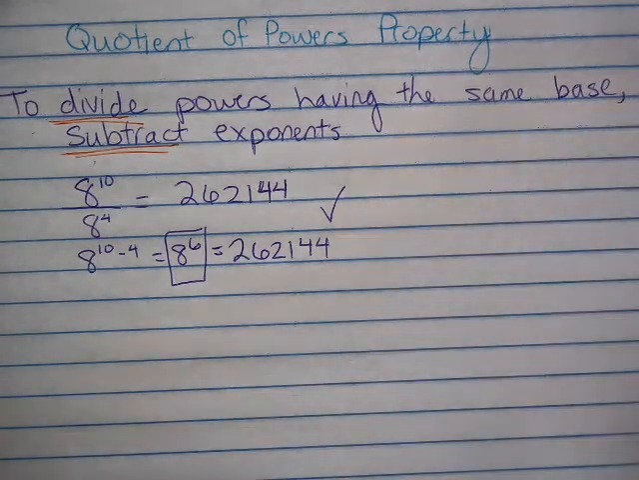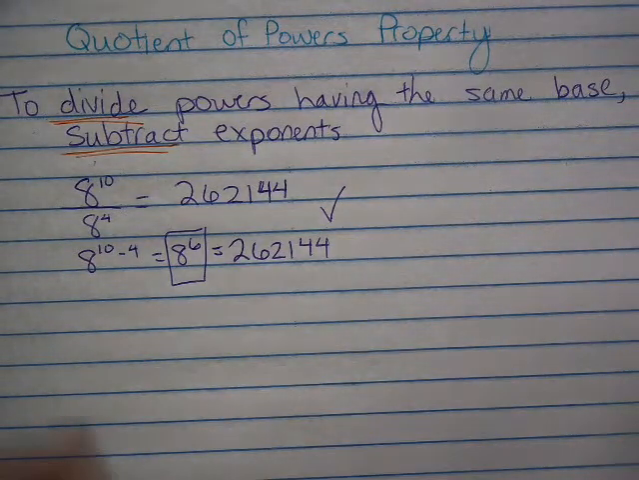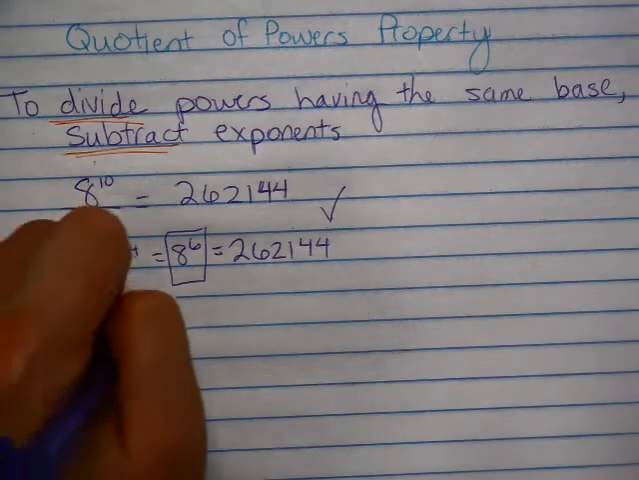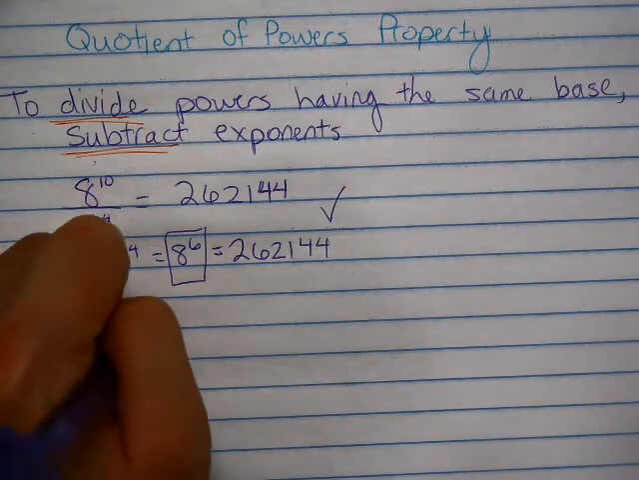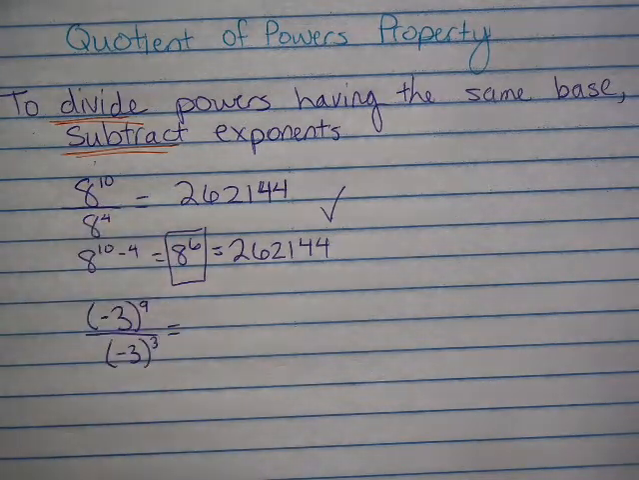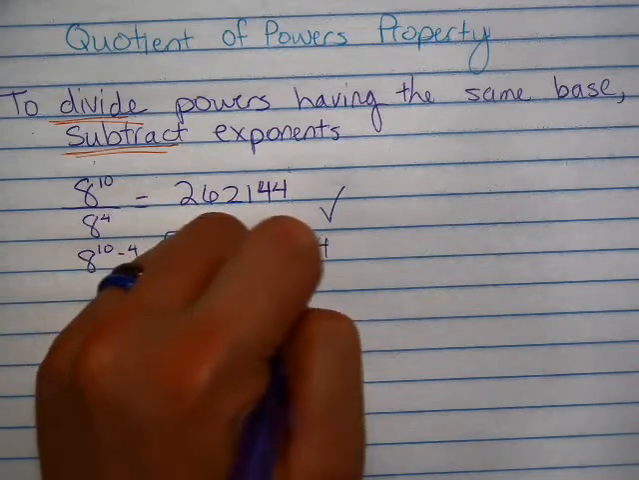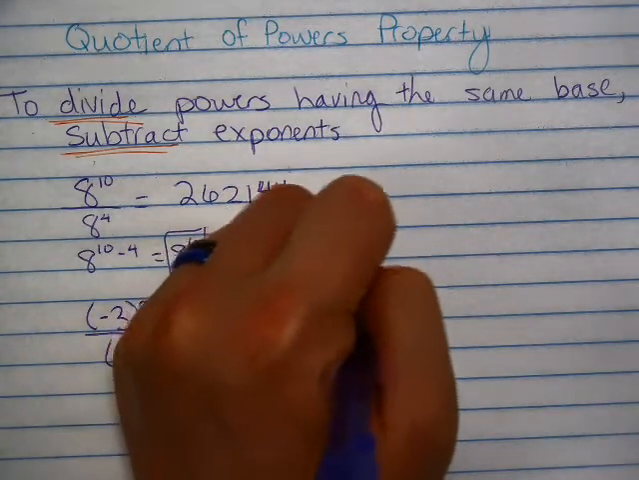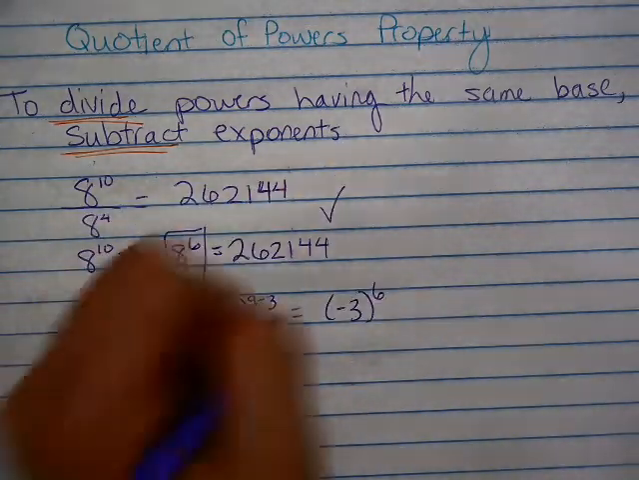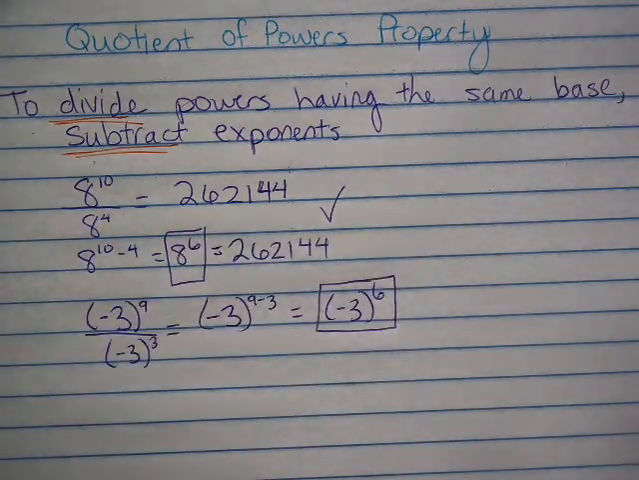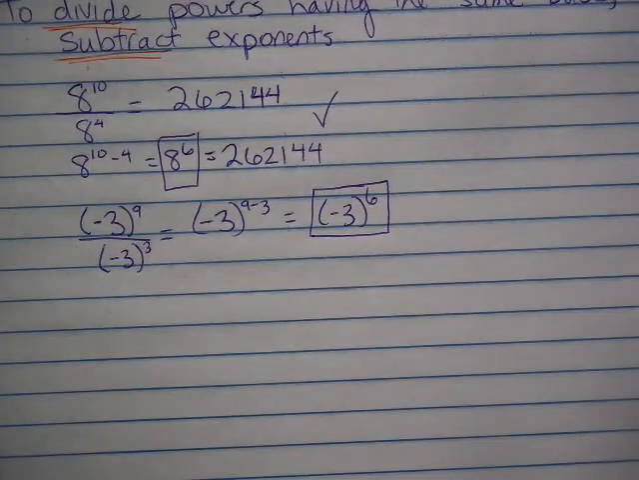So let's try another one. So I have negative 3 to the 9 over negative 3 cubed. I know it's division, so that means I subtract. So I have negative 3 to the 9 minus 3 equals negative 3 to the 6th. And I'm done. And if I want to check, I can, but I don't have to. I just wanted to check so that you knew I wasn't pulling your leg.